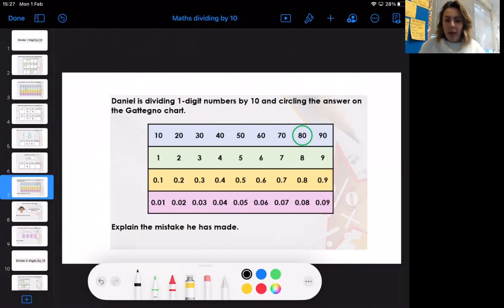So we're thinking about him dividing a one-digit number by 10. We know that if we're dividing a one-digit number by 10, our number is going to be less than 1. Daniel hasn't divided a one-digit number by 10. He has multiplied a one-digit number by 10 because the answer is bigger.